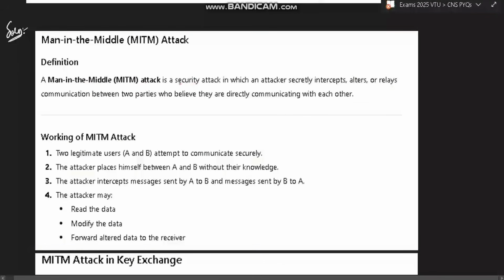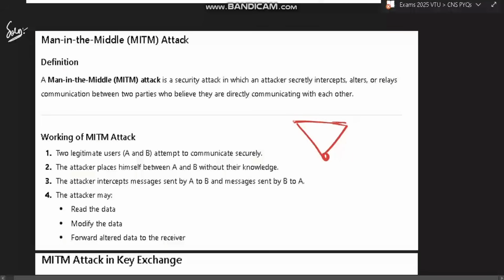A man-in-the-middle attack is a security attack in which an attacker secretly intercepts, alters, or relays communication between two parties who believe they are directly communicating with each other. This sentence itself is enough for the diagram. This is A, this is B, they both are communicating, but actually there is a man in the middle, and the man is communicating between them and exchanging the messages. You got the point, right? The messages are coming through the man and going to the other side, but they think they are texting with each other.